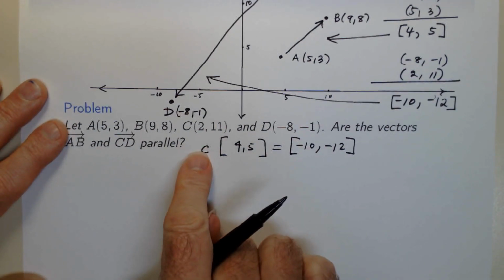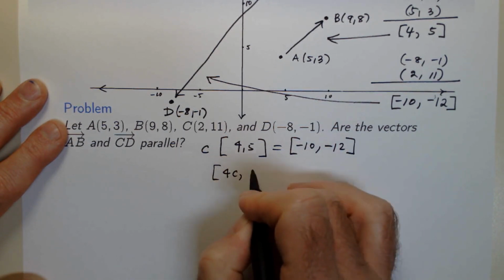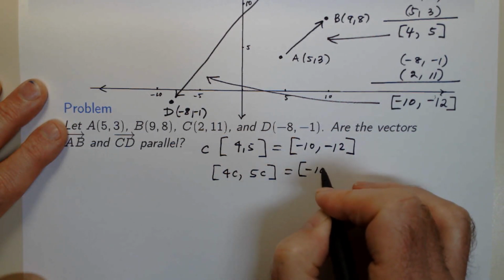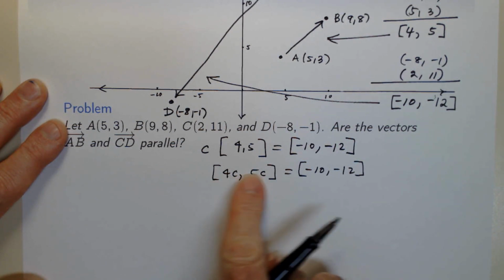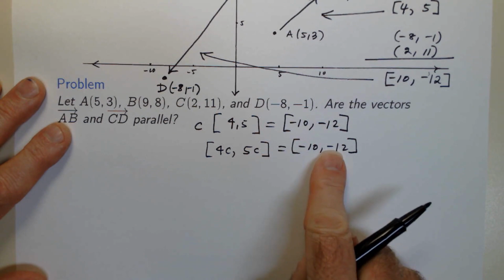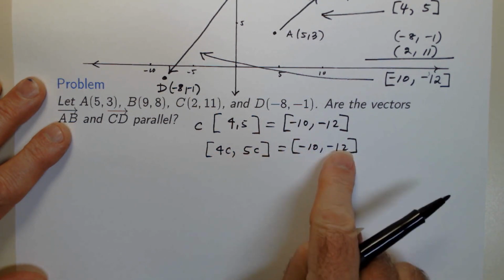Now, what does it mean to scale this vector by c? That means I get 4 times c and 5 times c. So equivalently, can I find a c such that this vector is equal to this vector? But what does it mean to say that two vectors are equal to each other? It means that the first components are equal and the second components are equal.